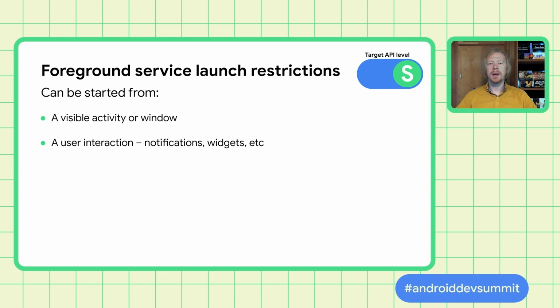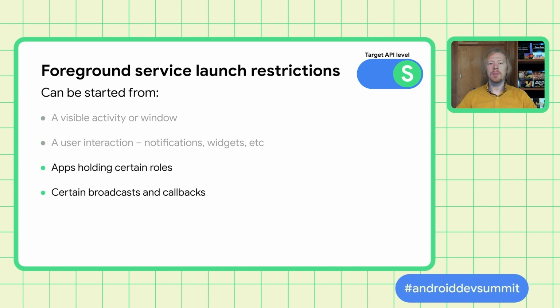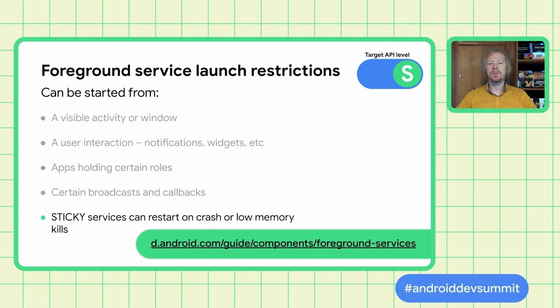Hence, starting from Android 12, we will disallow starting foreground services from the background and restrict launching foreground services to visible activities and user actions. There are less common use cases, such as handling certain broadcast receivers or companion device manager apps. For the full list of exemptions for foreground service launch restrictions, visit our documentation on our developer site.